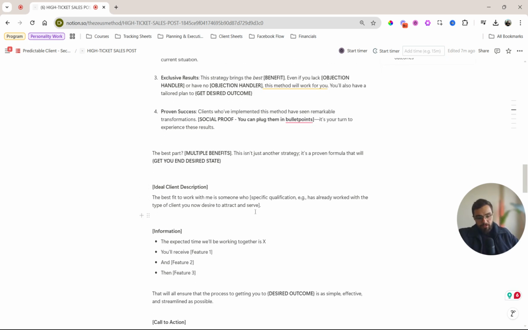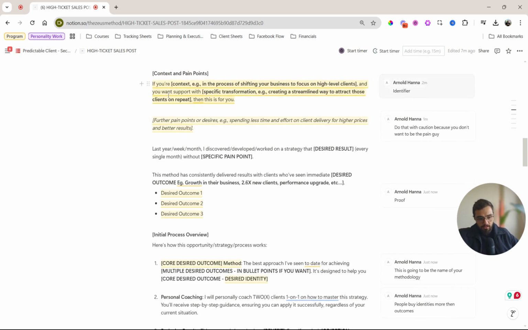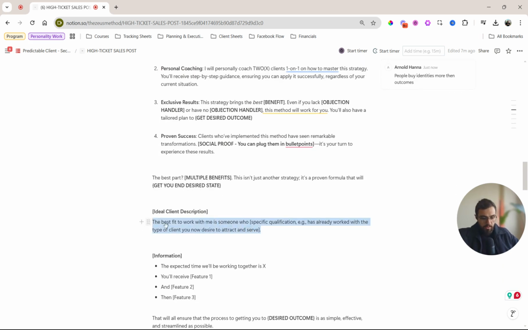Now, the best fit to work with me is someone with, again, realistic criteria here. It's very important. Why? Because so many people fall into this trap of generating clients, but the clients that they generate are not the ideal people. So they find themselves trying to please and serve people who are not their ideal target audience. And you fall into that loop of despair where you're like, I'm not happy with my business. You don't want to be that guy. You want to be serving people who you enjoy serving and who enjoy getting the results and working with you.